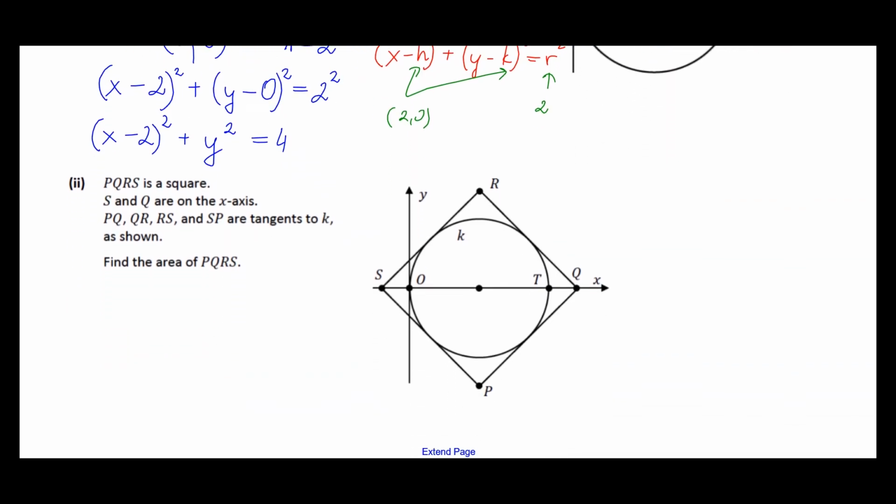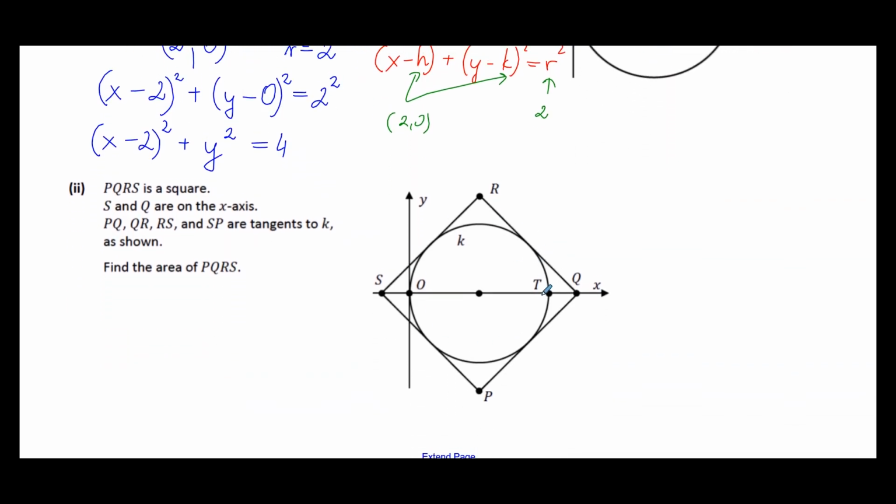And then the second part still talks about our circle K, but now on top of it we have a square that is added. They are telling us that S and Q are on the x-axis, and all those sides, PQ, SR, all of them are tangents to K as shown, meaning they are touching the circle at exactly 1 point. So what do I need to do? I need to find the area of my square.